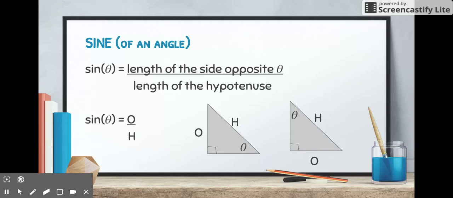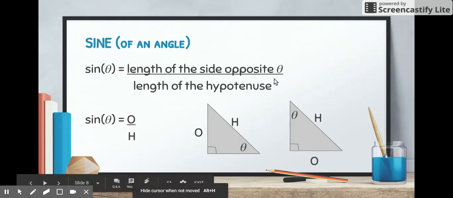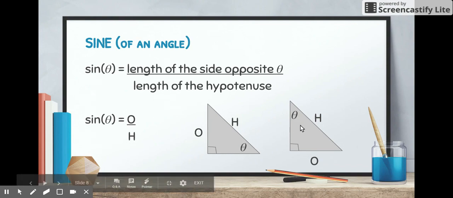And so there's several ways you can look at it. This one gives you just the full definition. A lot of times students will just write sine of theta is equal to O over H, where O represents opposite and H represents hypotenuse. So here's two ways you might see it. We have our opposite and our hypotenuse.